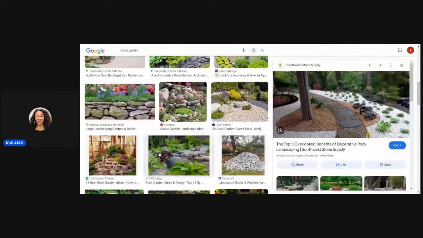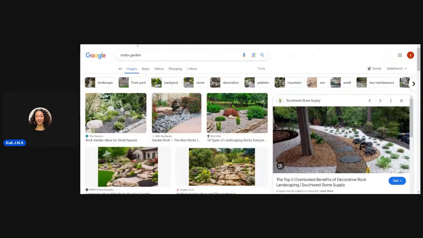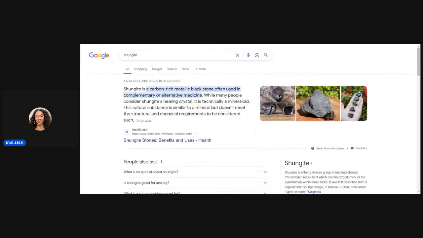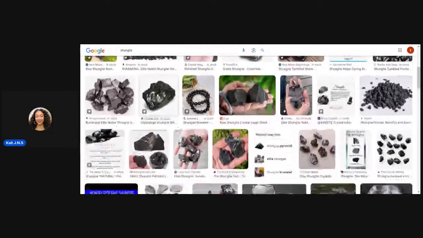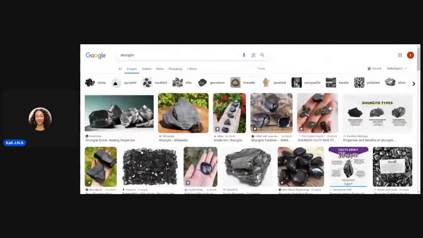Real nice and pretty, like a design. You could do shungite too. Maybe you could get some shungite rocks. So you could do crystal calcite, it's a permanent solution, by the way. Another one you can do is shungite. Get you some of them rocks too, and put them all around. Put them in your house. You can put them in your water. Get you some of that.